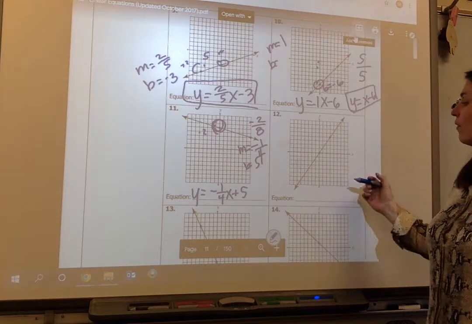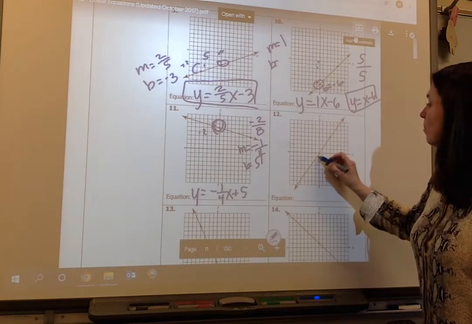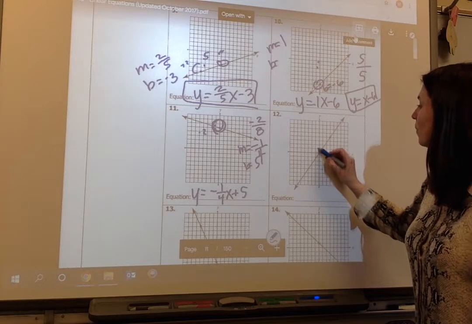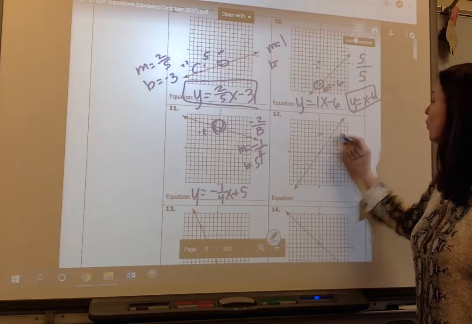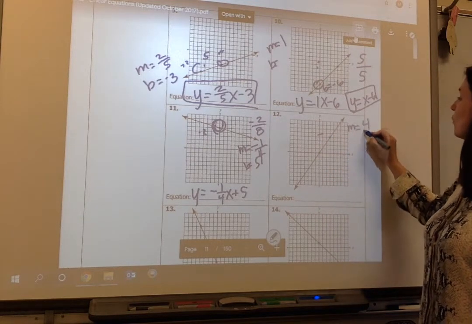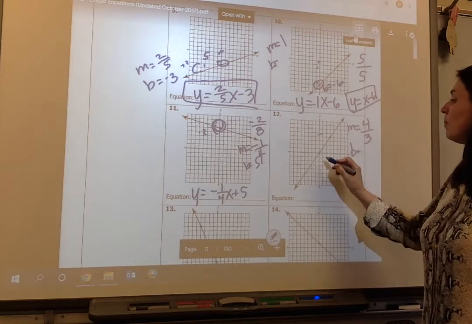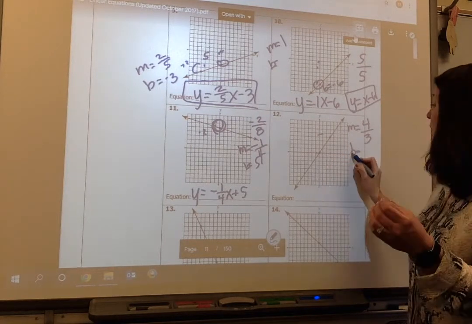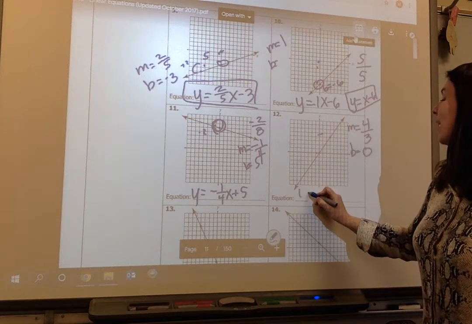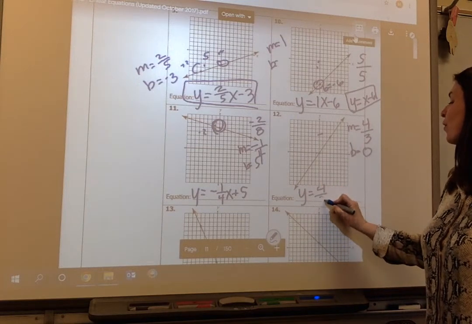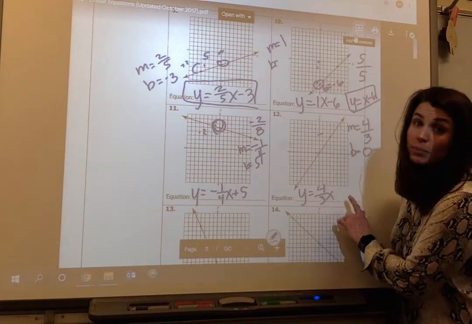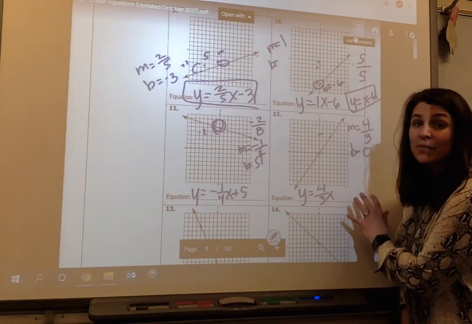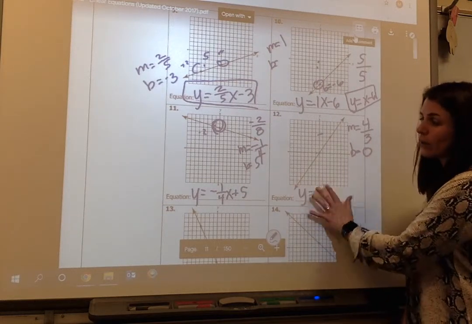All right, number 12. My slope is positive, and it goes up 4 over 3. So slope is 4/3, and my beginning point is right at the origin, which is 0. So I'm going to write it as y equals 4/3 x. I am not going to put plus 0. That's not simplified. This is the simplified way to write it.